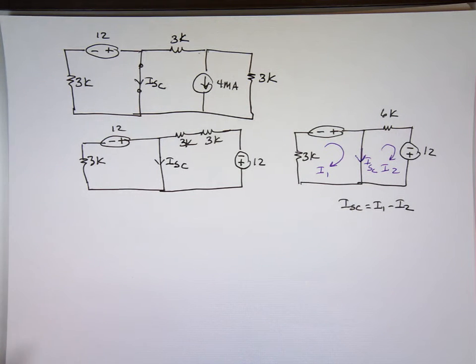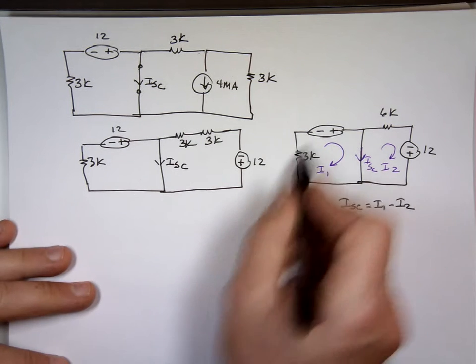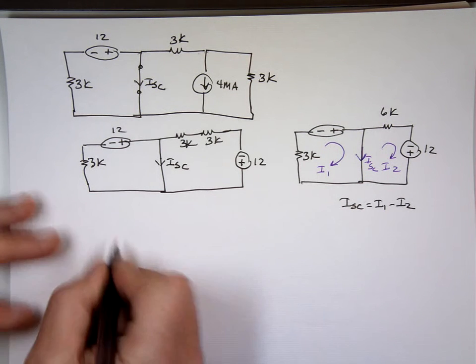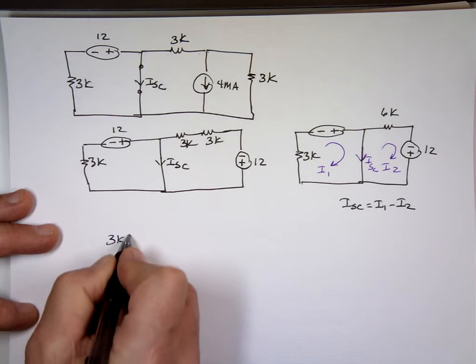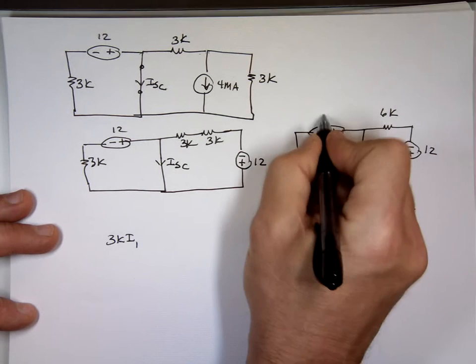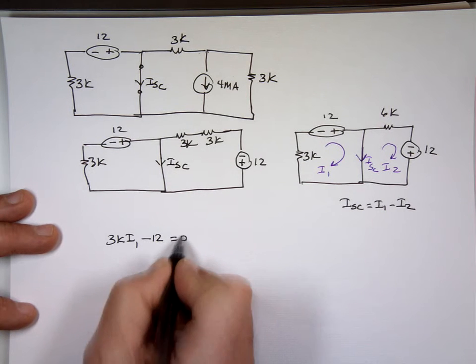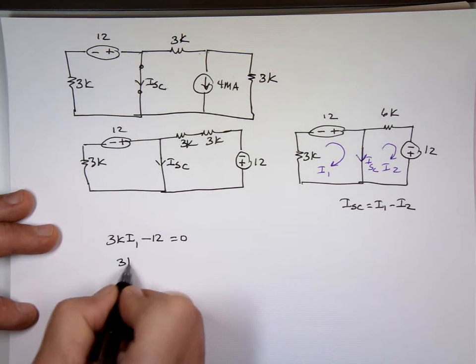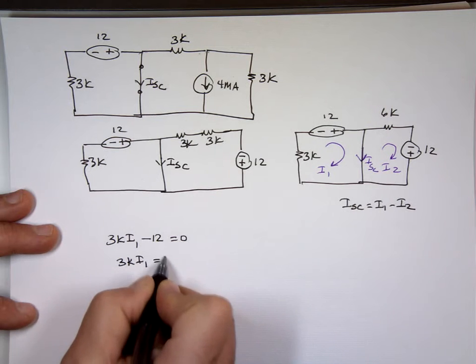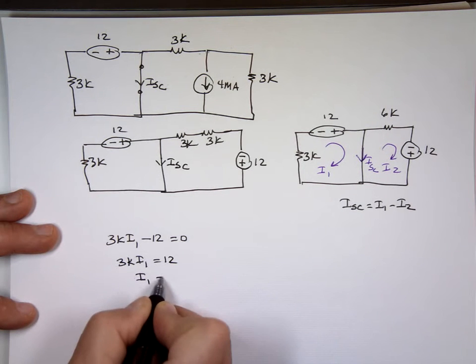So now, let's do KVL right here. 3K times I sub 1. I forgot to write this value, 12 here. Minus 12 equals 0, isn't it? 3K I sub 1 equals 12. What's I sub 1? 4 milliamp.